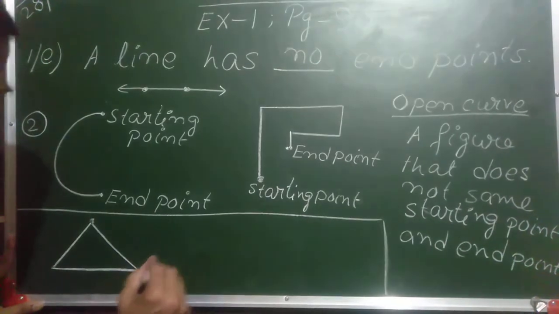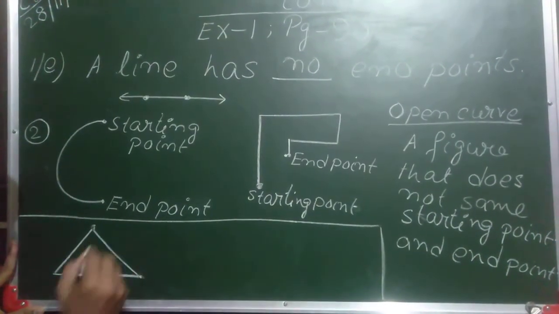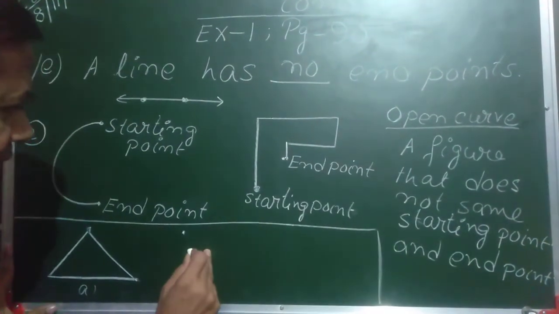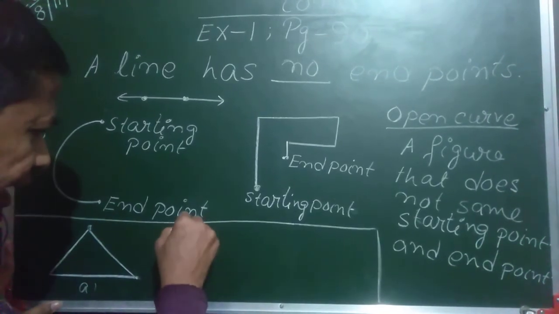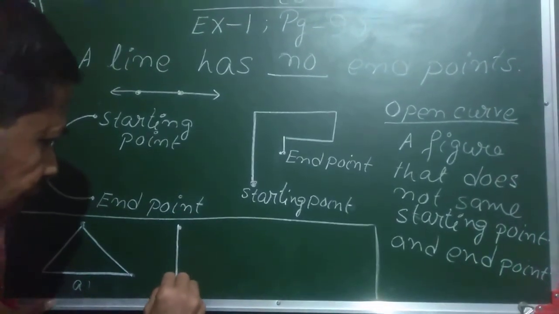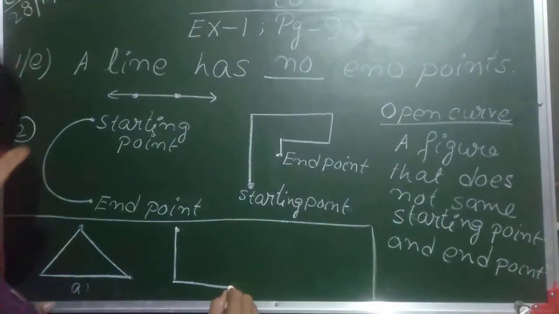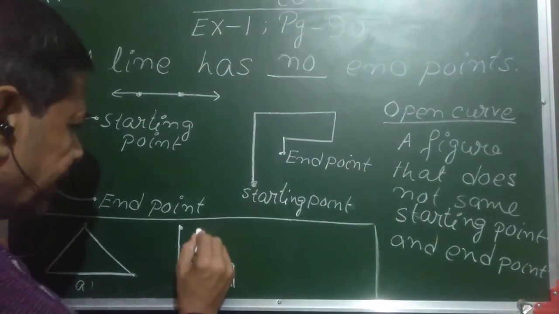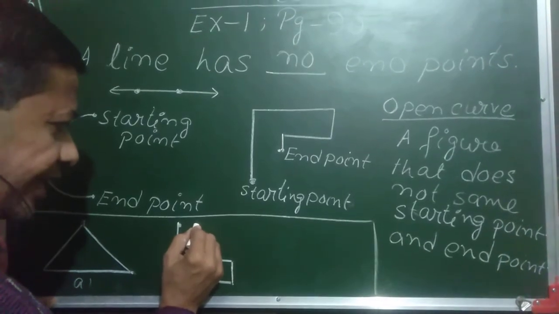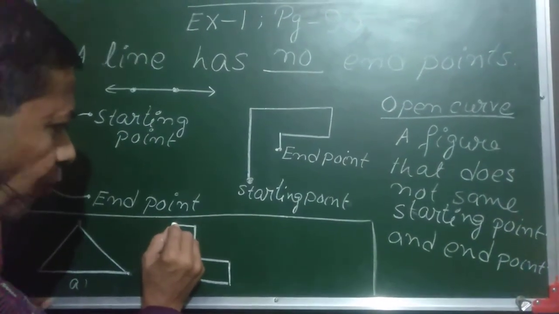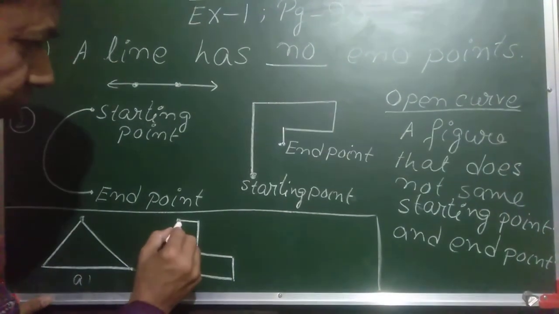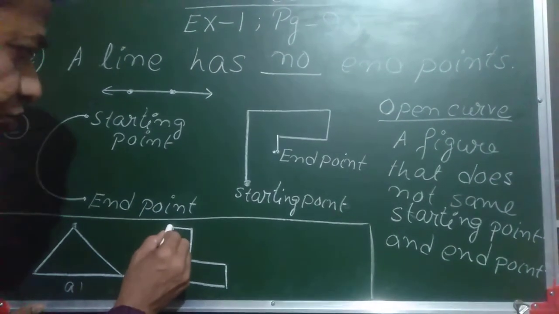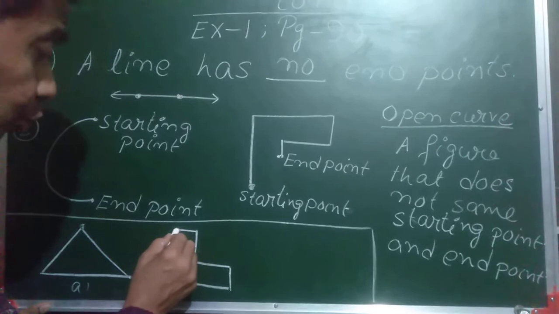I am drawing another figure, this is my another figure. This is my starting point and I have gone from here. From here I have gone here. From here I have come here. From here I have come here. From here I have come here, and from here I have again returned to my same point. Okay, here also starting point and end point is same. Hence this figure is called closed figure, closed curve.